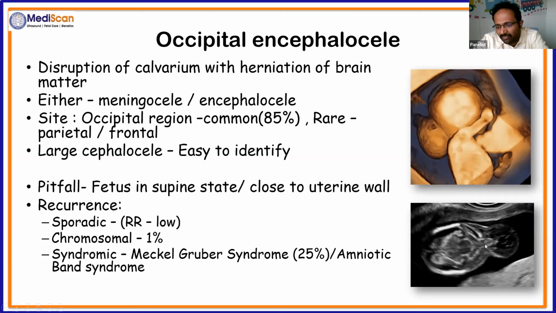If you look at this, this is a calvarium that is fully ossified, but at the occipital region, there's a disruption in the calvarium, and there is a bulge seen behind the occipital bone, and that bulge also has some septation inside it, and hence this is a baby having an occipital cephalocele. And you can see this bulge right behind the neck of the baby. A large cephalocele is very easy to identify, and most commonly it is seen in the occipital region. Presence in other regions is rare.